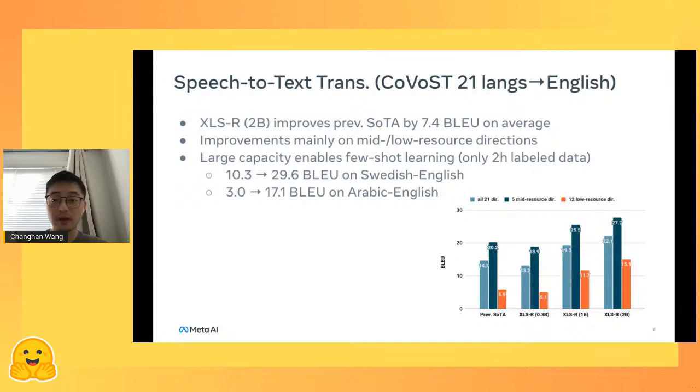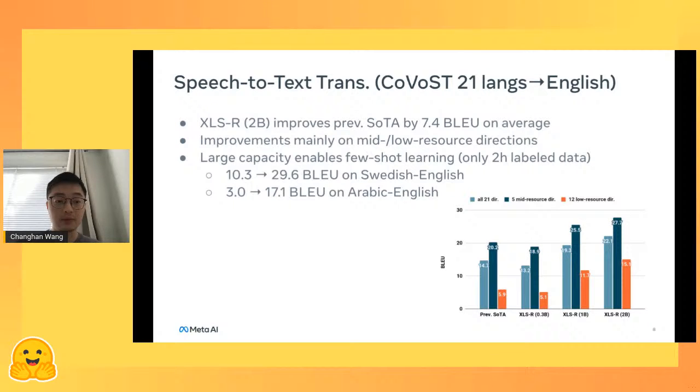Besides speech recognition, we also evaluate our models on multilingual speech-to-text translation. The task is to build multilingual translation models to translate speech in any of the 21 languages into English. In this task, XLSR 1 billion and 2 billion models achieve large improvements on the mid-resource and high-resource directions. On the 5 mid-resource directions, the XLSR 2 billion model improves the state of the art by an average of 7.5 BLEU points. And on the 12 low-resource directions, it improves the state of the art by an average of 9.2 BLEU points.